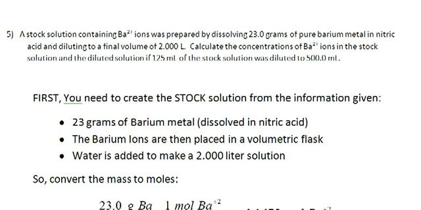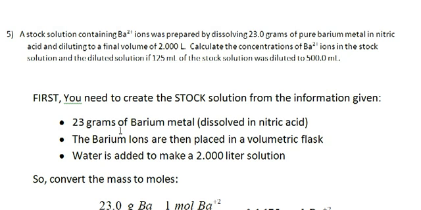This is Mr. Craig, and the purpose of this video is to explain question number 5 on, I believe it's day 14's examples. Number 5 says a stock solution containing barium plus 2 ions was prepared by dissolving 23 grams of pure barium metal in nitric acid and diluting to a final volume of 2 liters. Calculate the concentrations of barium ions in the stock solution and the diluted solution if 125 milliliters of the stock solution was diluted to a final volume of 500 milliliters.